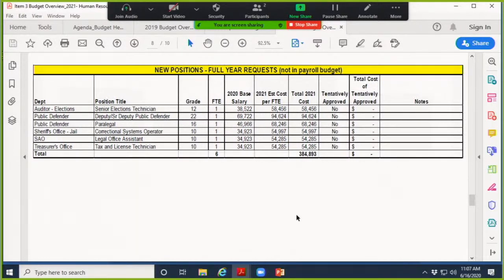Okay. I don't know if you want to comment, or if we should just start going down position by position. Sometimes that helps to coalesce people's thoughts. So, is there anybody who wants to speak in favor of the auditor election, senior election technician position at this point?